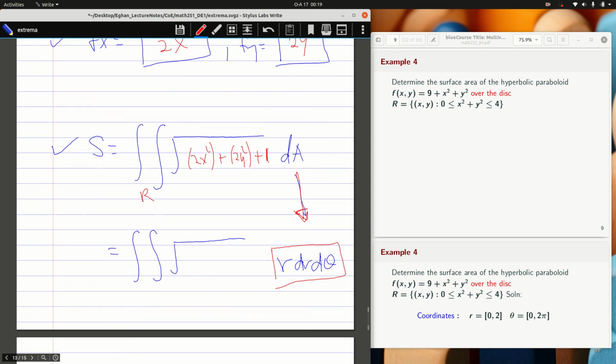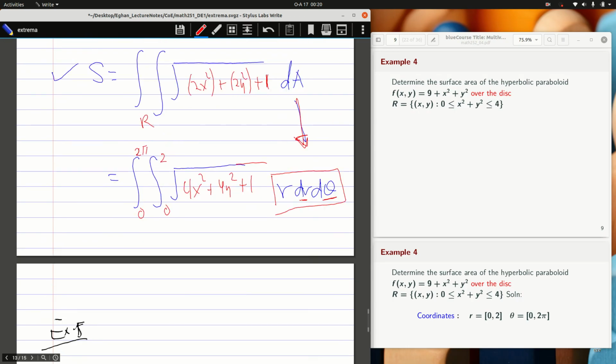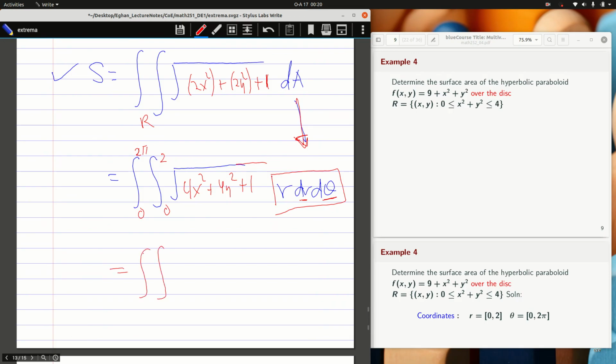Let's expand the integrand here. If I'm taking r as the inner integral, it means I have 0 to 2 here and then 0 to 2 pi, because theta is my outer integral. This becomes 4x squared plus 4y squared plus 1. You realize that you've moved from the rectangular domain to polar, but you still have x and y, so you must do something else to the integrand. If I factorize 4 out, I get x squared plus y squared plus 1, times r dr d theta, with limits 0 to 2 and 0 to 2 pi.